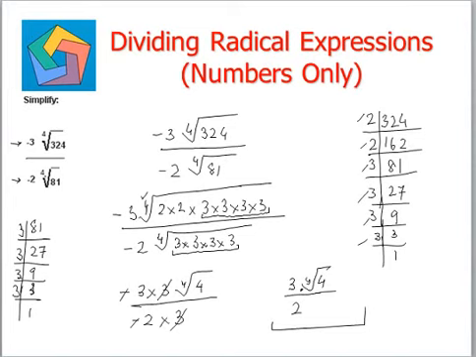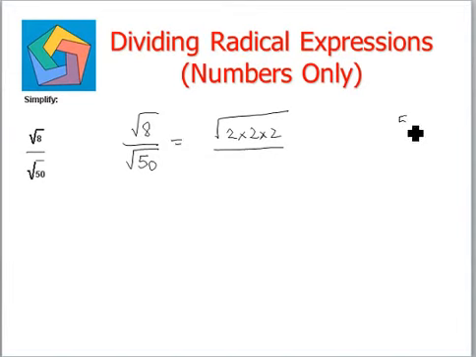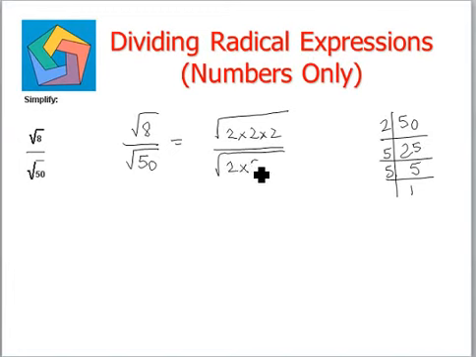We're given simplify root of 8 divided by root of 50. Root of 8 divided by root of 50. Now our method remains the same. 8 can be written as 2 times 2 times 2, while 50, we'll just see how we can write 50. 50 divided by 2 is 25. This is 5 times 5. So 50 can be written as 2 times 5 times 5.